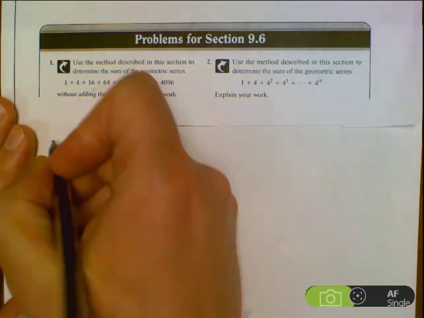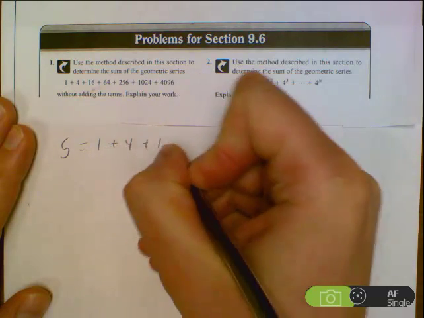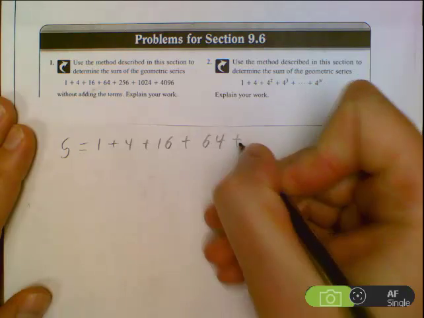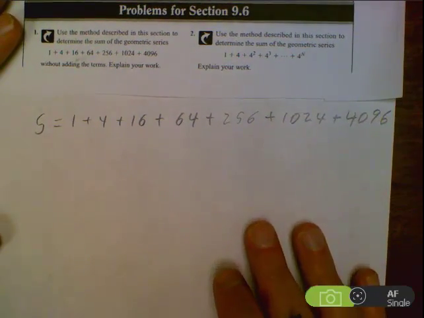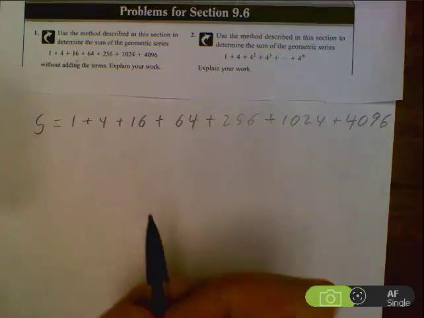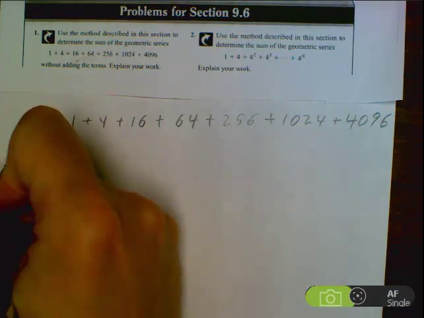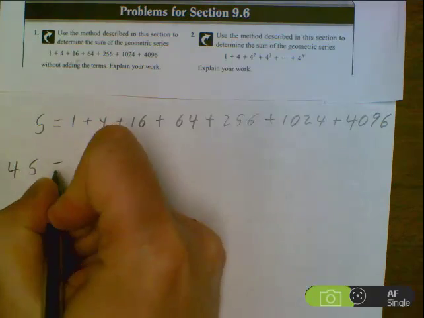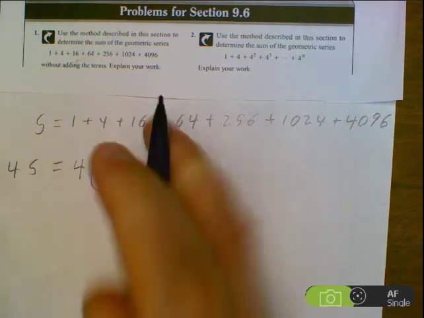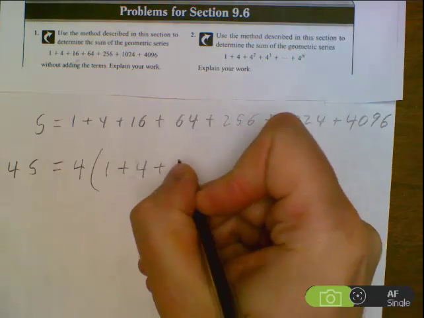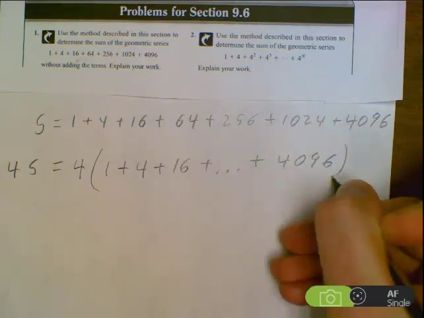What we'll do is let S, for series, equal what that is: 1 plus 4 plus 16 plus 64 plus, and so on. Okay, so S is equal to what we want. Now here's a way we can determine what this is. Since we're multiplying by 4 each time, multiply the whole thing by 4. So 4 times S equals, and if you do something to one side you have to do it to the other, so we multiply 4 times this sum: 1 plus 4 plus 16 plus dot dot dot plus 4096.